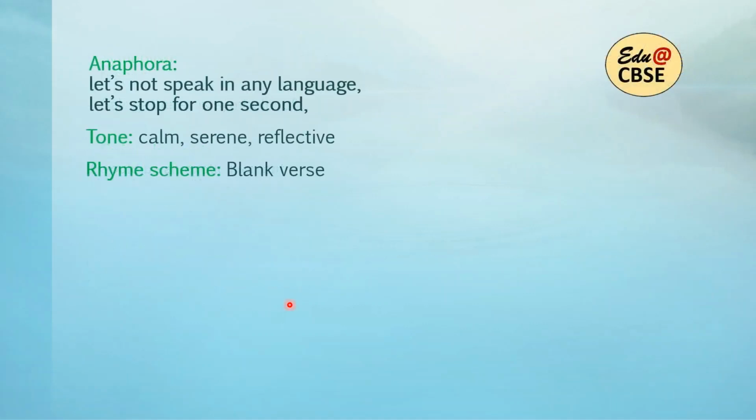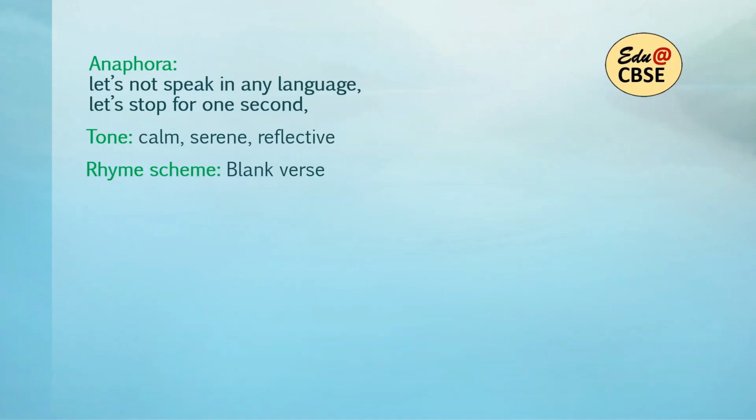Then the next one, anaphora. Let's not speak in any language. Let's stop for one second. In consecutive lines, this word let's is repeating at the beginning, so therefore it's anaphora. Now the tone of the poem. The tone of the poem here is calm, serene, and reflective. The poet at no point shows anger at the dangerous, destructive activities that man has engaged himself in. So there's no anger, but very calmly the poet tells us what is to be done. As for the rhyme scheme, it is blank verse; there's no rhyme scheme.